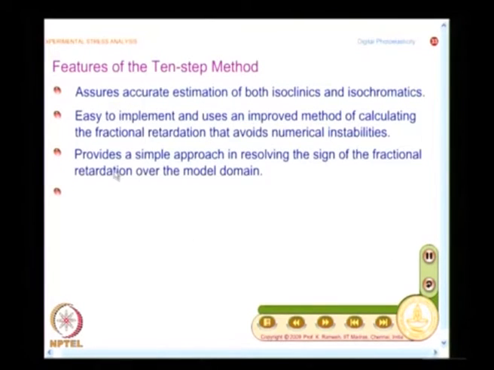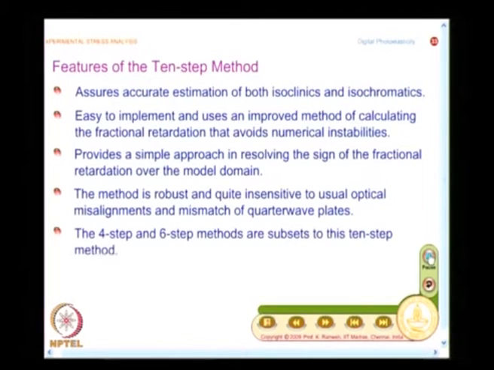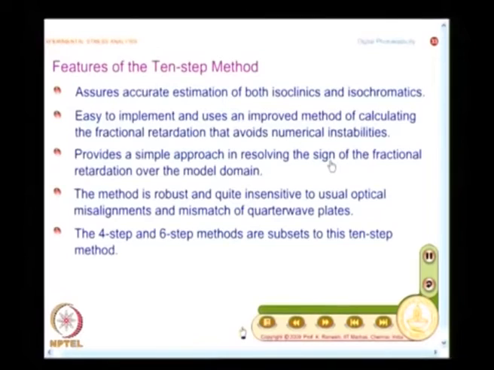And it also provides a simple approach in resolving the sign of the fractional retardation over the model domain, because I have said that this was one of the burning problems. In the case of Tardy method of compensation, you are able to get the sign of the fractional retardation by looking at whether a higher fringe order has moved to the point of interest or a lower fringe order moved to the point of interest. You had that heuristic information. That heuristic information is no longer there in digital photoelasticity, and this has been solved in the 10-step method very comfortably.